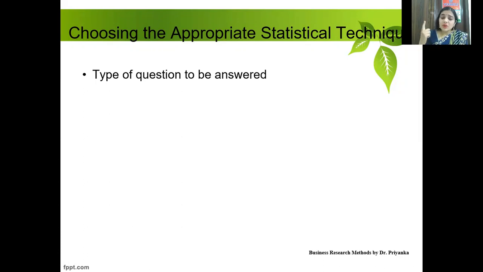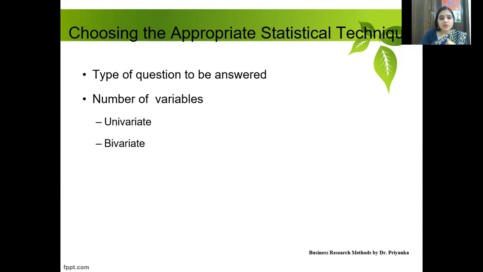And to check the difference, we always go with either t-test or ANOVA. And there are many other things on the basis of which you will decide whether to go for t-test, ANOVA, or some other parametric test. Then, number of variables you have. If you have just one variable for the study, you will go for univariate statistics. Univariate means you are talking about one variable at a time. If you have two variables, you will go for bivariate statistics. If you have more than two variables, you will go for multivariate analysis.